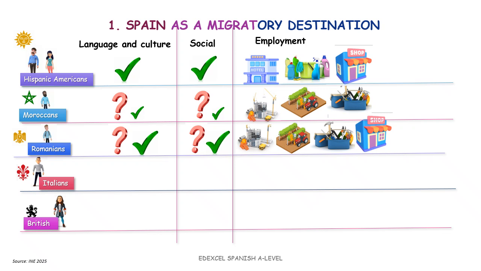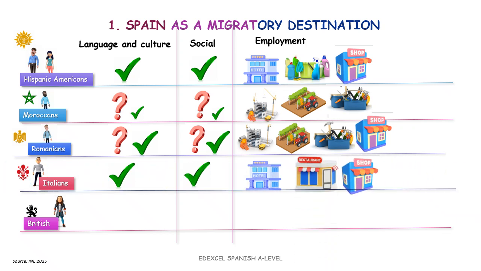Now, Italians are very culturally close to Spain, which makes integration much easier. Many already speak Spanish or learn it very quickly. Social integration is very good, as they share many cultural, gastronomic, and family values with the Spaniards. In terms of employment, they often work in tourism or hospitality or their own businesses. They usually have stable jobs.